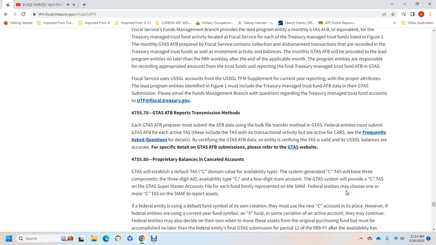Alright, 4755, the government treasury account symbol with the adjusted trial balance for the report transmission method. Each of the government-wide treasury accounting symbols with the adjusted trial balance, prior to not submitting the adjusted trial balance data with the bulk file transfer, the federal entity must submit the government-wide treasury accounting symbol adjusted trial balance for each treasury accounting symbol.